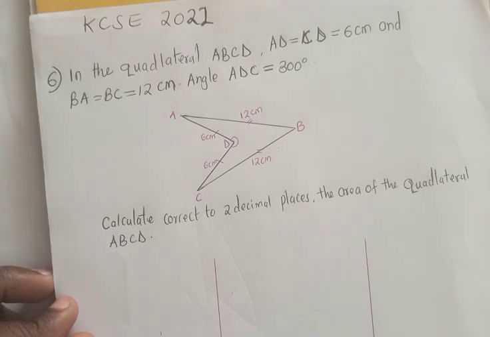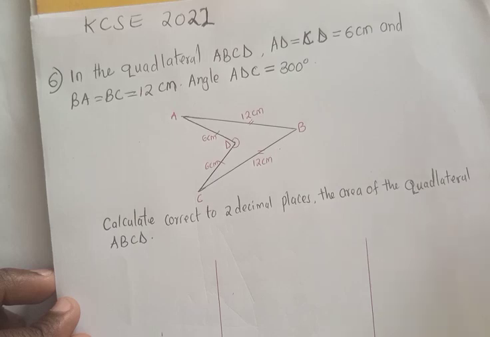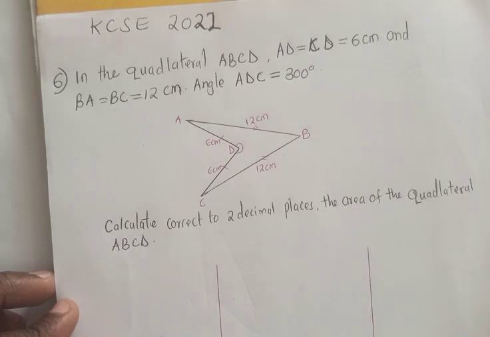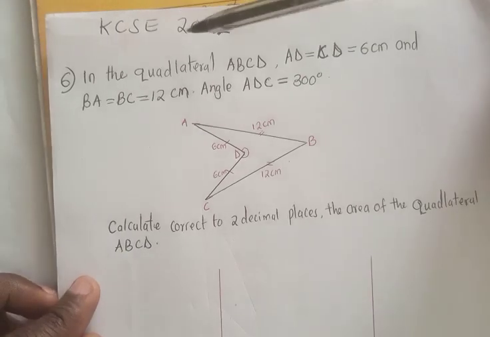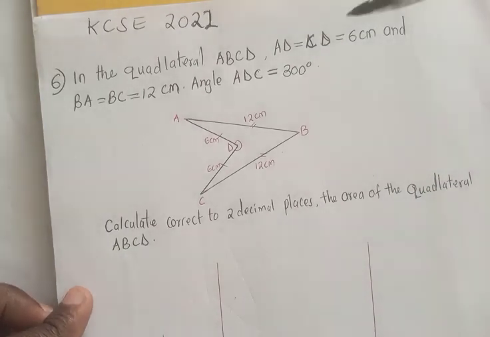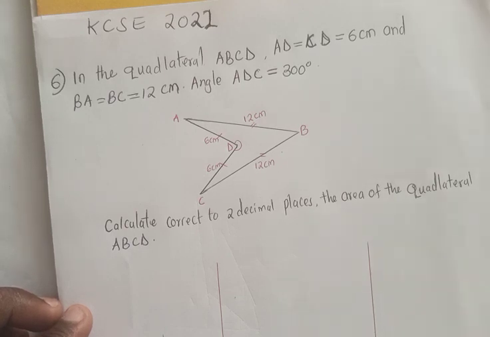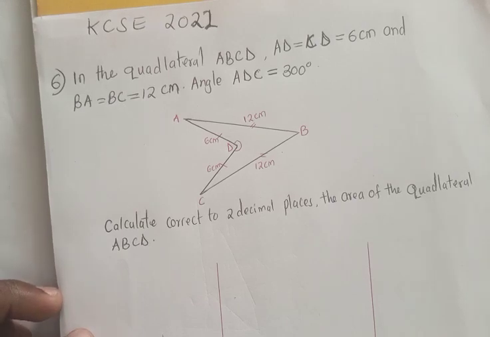So now this is KCSE 2022 Mathematics number 6. Let's look at our question. Our question is in the quadrilateral ABCD, AD is equal to CD, which is equal to 6 centimeters, and BA is equal to BC, which is equal to 12 centimeters.